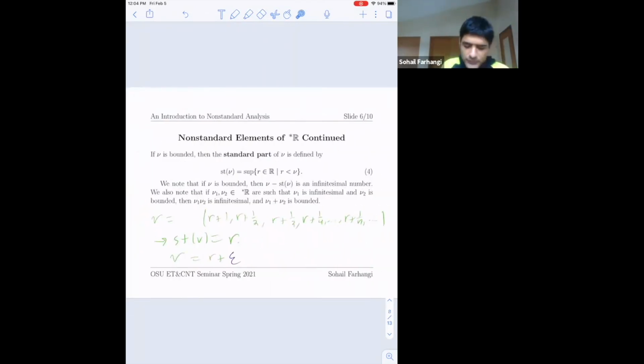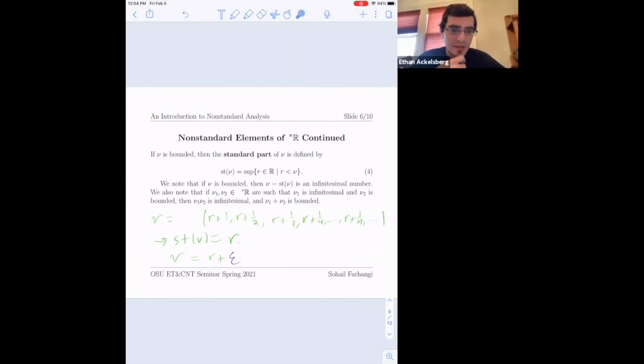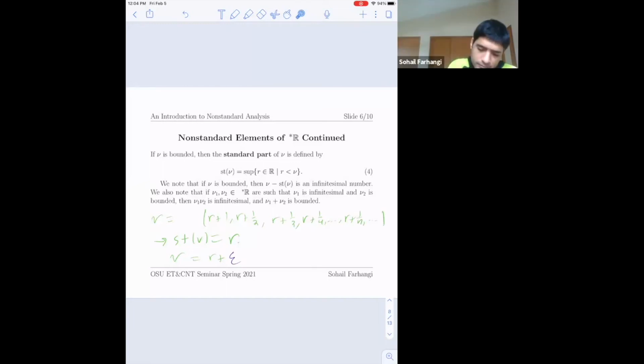Cool. Thank you. So can I ask, I'm a little confused. If instead of taking R plus epsilon here, you took R minus epsilon, then we'd still have the same standard part, right? Correct. So infinitesimals can also be negative.